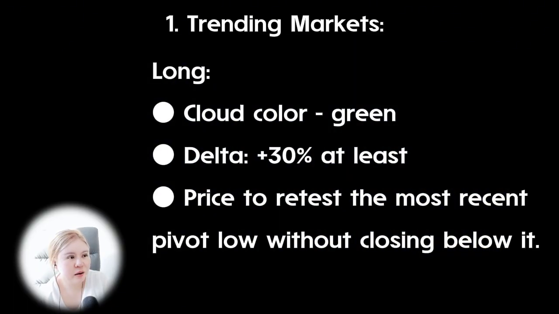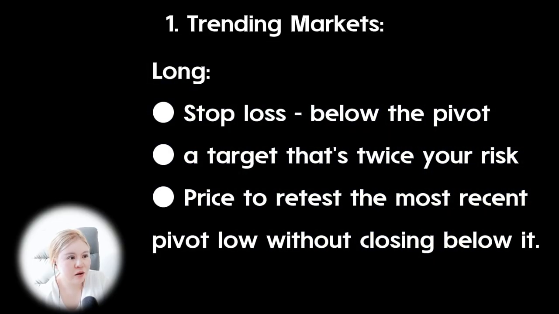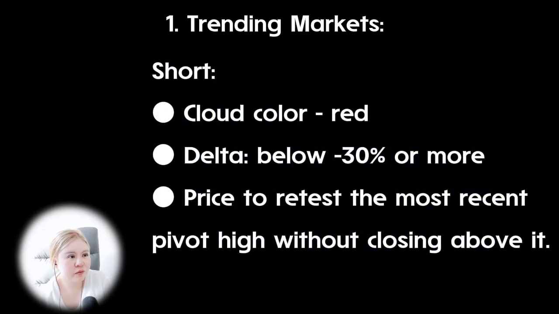A simple long setup. Wait for a green cloud. Then look for the price to retest the most recent pivot low marked by the indicator without closing below it. If the delta is above 30%, enter the trade, set your stop loss below the pivot, and aim for a target that's twice your risk. For shorts, just flip it. Red cloud, retest of a pivot high, delta below minus 30%.